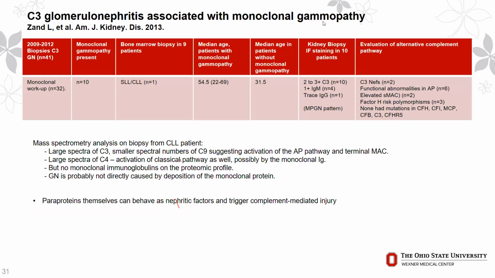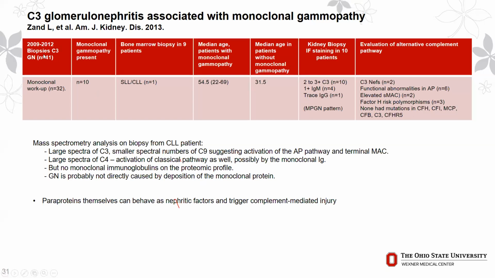And then that third group of diseases, which I mentioned, C3 glomerulonephritis associated with monoclonal gammopathy. This was one of the earliest papers from the Mayo Clinic, where they checked their biopsies between 2009 and 2012. They did a monoclonal workup. They had 41 cases and did a monoclonal workup on 32. 10 of them were found to have monoclonal gammopathy.